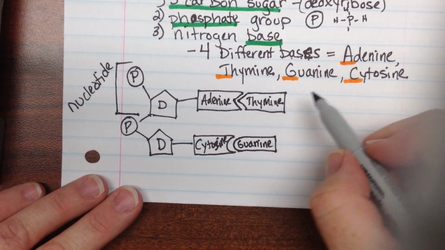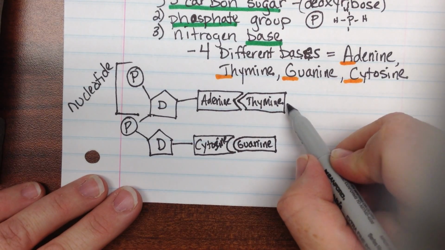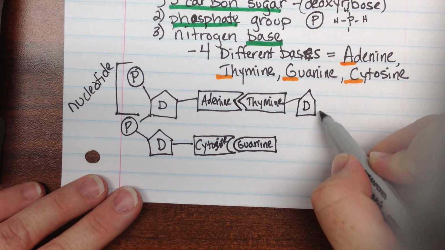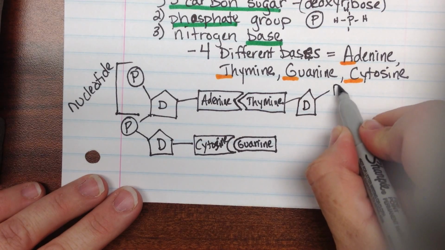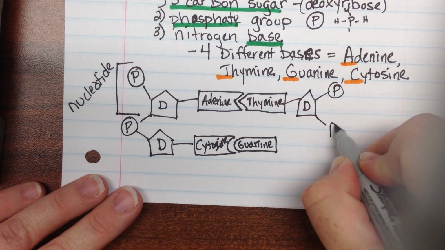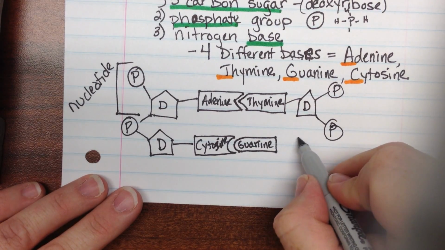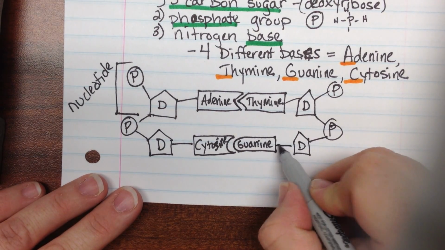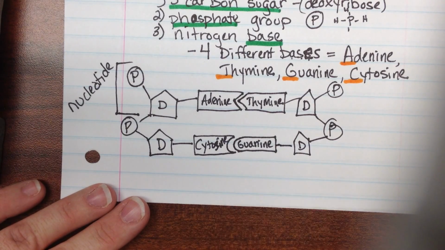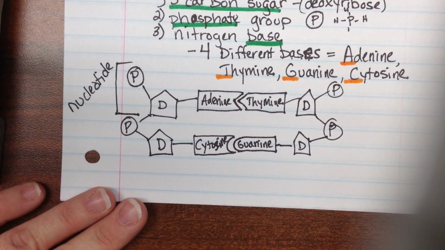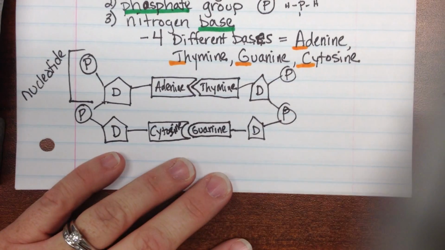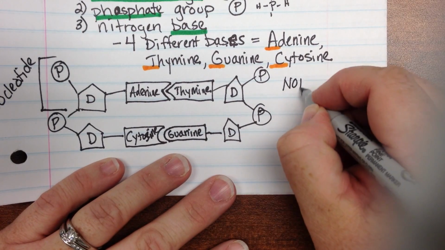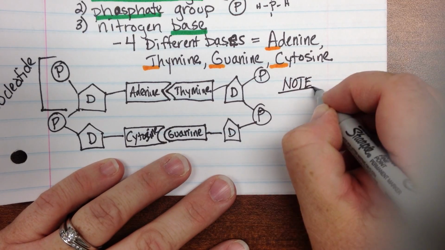Okay. Now this side would also have, this would be attached to your sugar, which has a phosphate attached to it. We have another phosphate here. Okay, sugar, like so. And again, this would just keep on going down, but we are out of room. Okay, but I'm going to make a note over here on the side. Note.